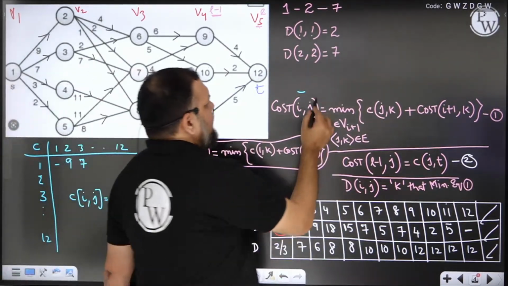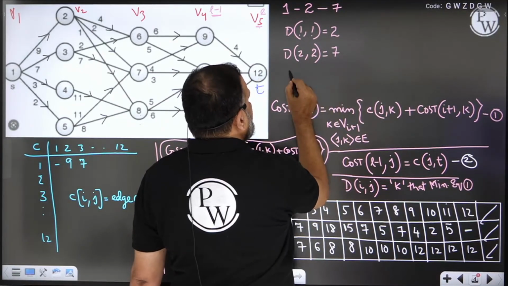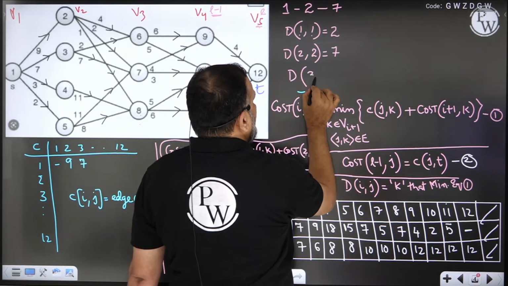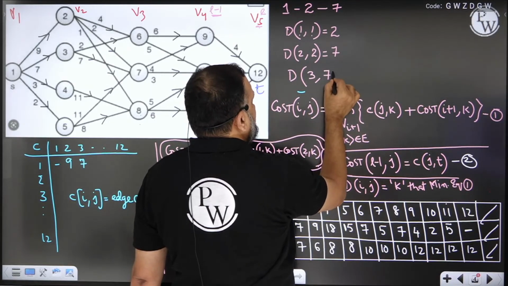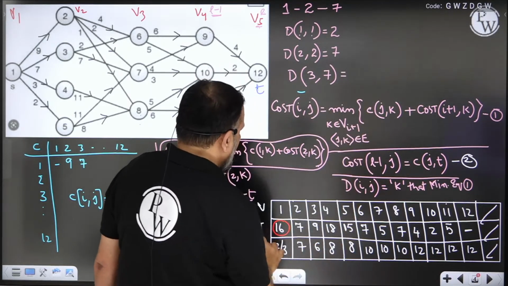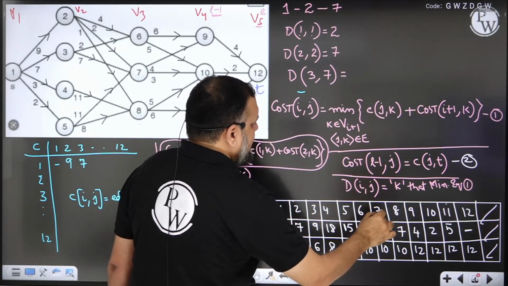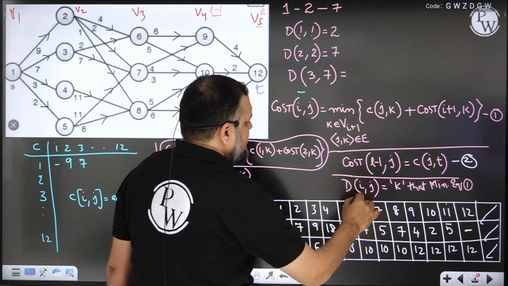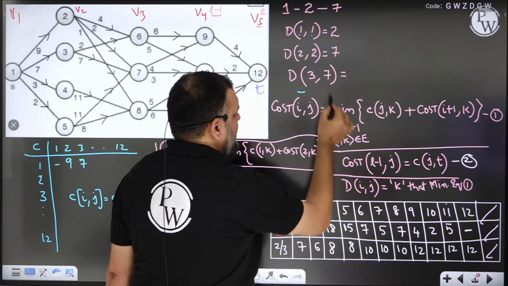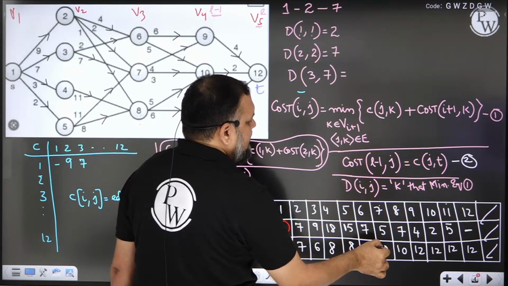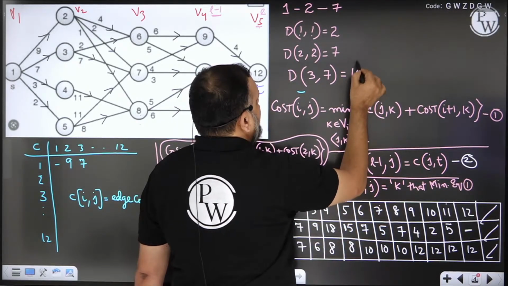ठीक है? फिर उसके बाद क्या होगा? Now from 7 which vertex I am supposed to visit? So I have 7. Where is 7 present? Third stage. So I have to look into the parameter d of 3, 7. Look at this: stage number, vertex number. Vertex number is 7. So what is that value? 10. So we are visiting 10.